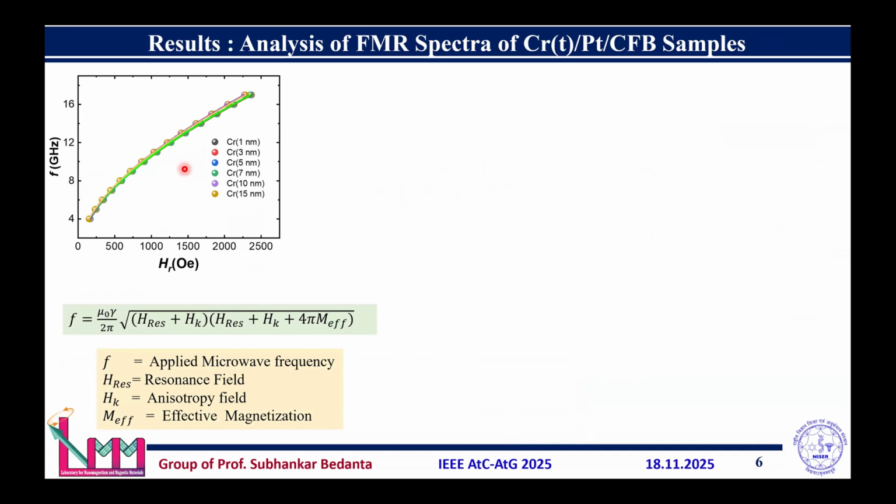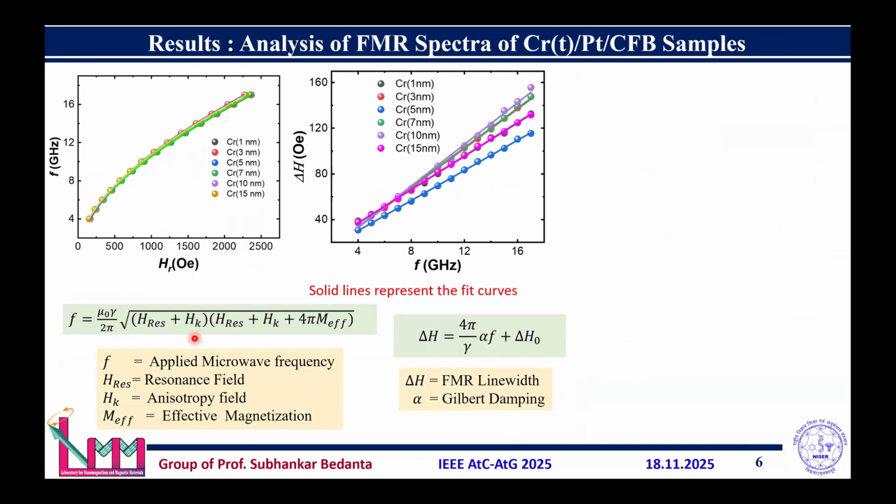Coming to the FMR spectra, this is a plot between the resonance field versus the frequency of samples with different chromium thickness. We fit this with the Kittel equation and extract the parameter gamma, the gyromagnetic ratio. Then, to calculate the alpha value, that is the Gilbert damping, we plot the FMR line width versus frequency and fit it with this equation.